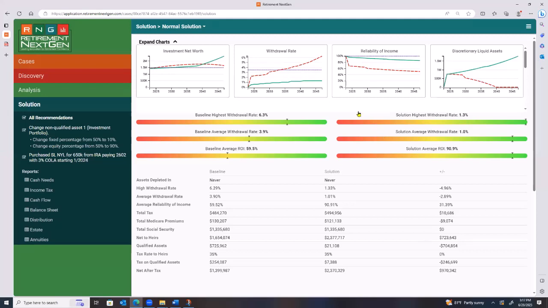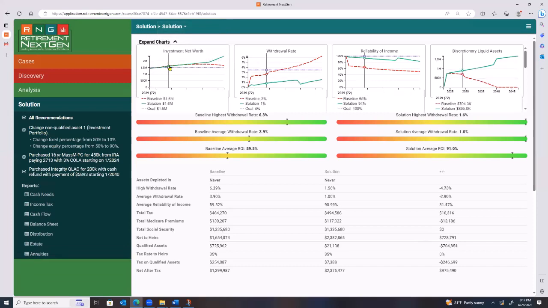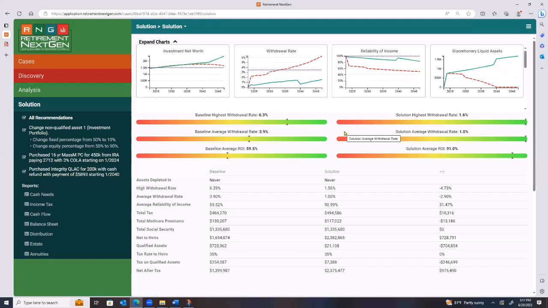You can't lose. The difference is my COLA and the QLAC are doing one thing that the non-COLA typical SPIA doesn't do. And you can see, let's go to both the solution with the COLA and my solution with the QLAC. In both cases, I've got my average withdrawal rate to 1. My highest is very low, 1.6. You can see that right here. And I've got a 91%. Both of these have higher guarantee incomes and better withdrawal rates. I can manage my investment portfolio way better with this.